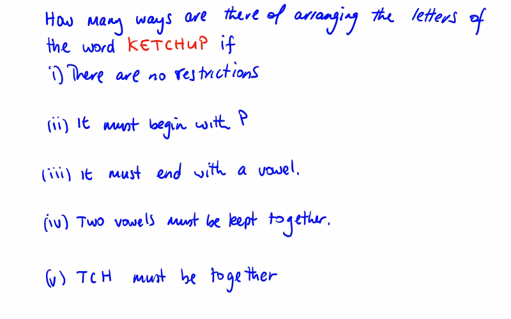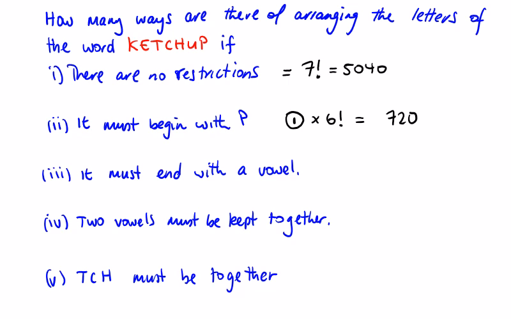Next question, how many ways are there of arranging the word ketchup if there are no restrictions? So pause this video and try these questions. Okay, no restrictions. You're all telling me it's 7 factorial, which you've memorized from the beginning of the lesson, 5040. If it must begin with P, well, let's look at this position here. That's the first position. There's 1 option, which leaves 6 more letters. So the answer is 6 factorial, or 1 by 6 factorial, which is 720.